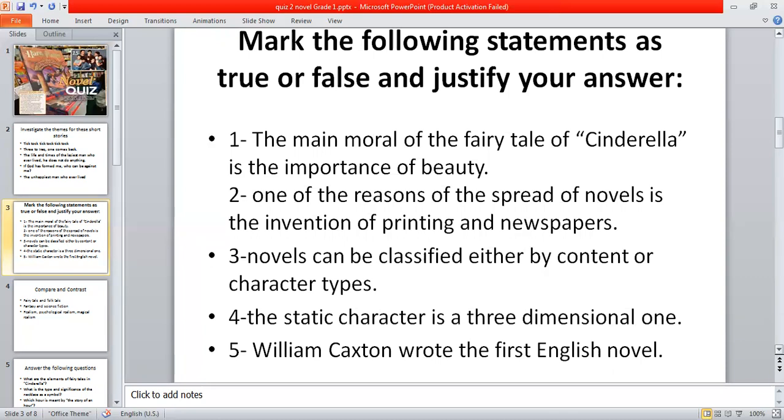In this question, you are asked to mark the statements as either true or false. Then you have to justify or elaborate or comment or explain your answer in both cases, whether the statements are true or not. Let's move to question number 3.